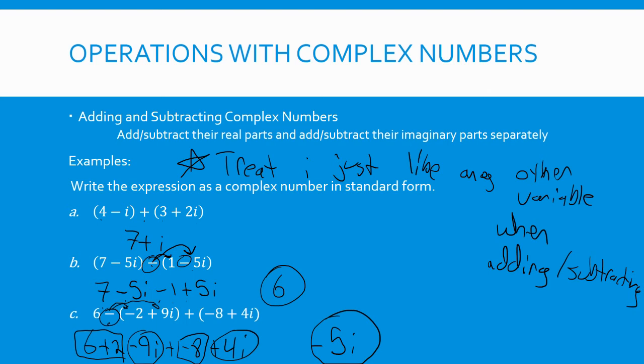So once again, when adding and subtracting complex numbers, treat the constants and the i's, imaginary numbers, separately, and they combine just like any other variable would.